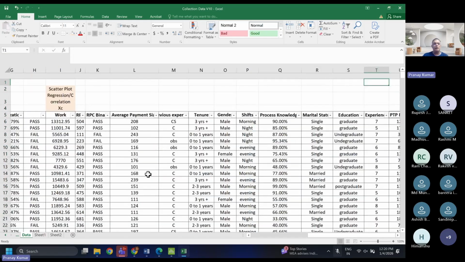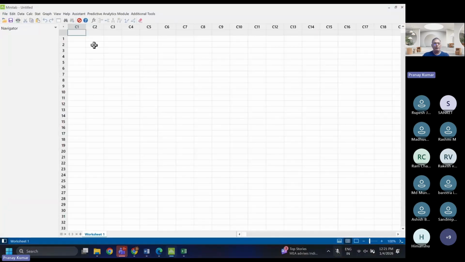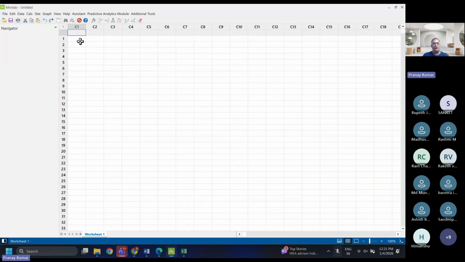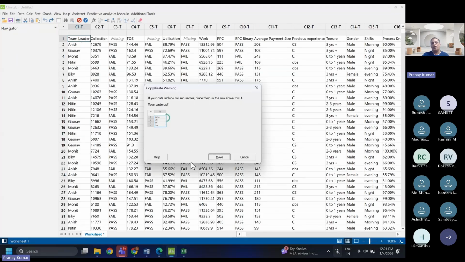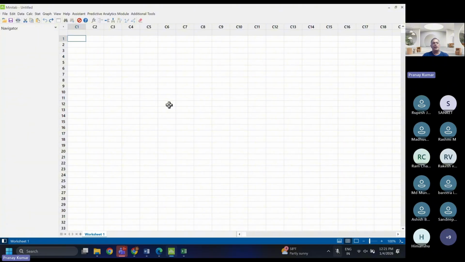Let's try doing this on Minitab. I copied this data from here, opened my Minitab, and in the gray area, I will paste the header. So team leader comes here. If you were to make a mistake and paste it here, see what it will do. Minitab gives you the option to move it up, but let's say I'm not doing it right. If you see, a continuous data column has also become text. It says C2-T, meaning this is a text column. So every data point that you have has become a text column. Everyone, you should always have the header here.